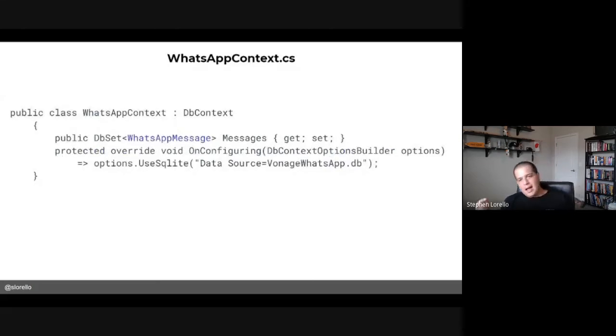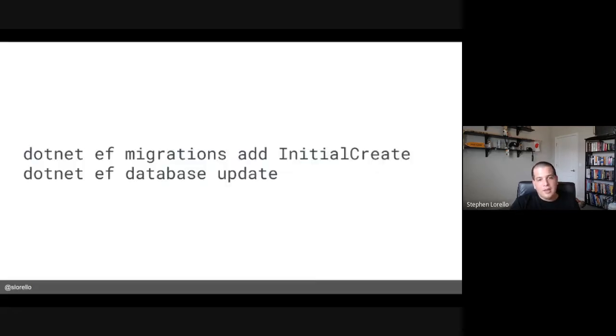So now in the server project, we're going to create this WhatsApp context object. That WhatsApp context object is going to have this DbSet that stores all the messages in it. It's also going to have an OnConfiguring method, which essentially creates our SQLite database, which is the Vonage WhatsApp DB. Then we'll run a command to create the initial migration, and then run an update to create the database for us.